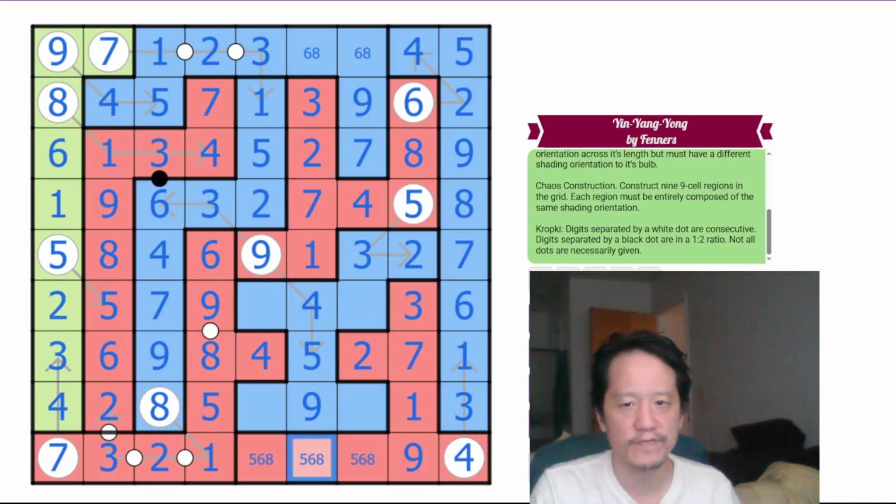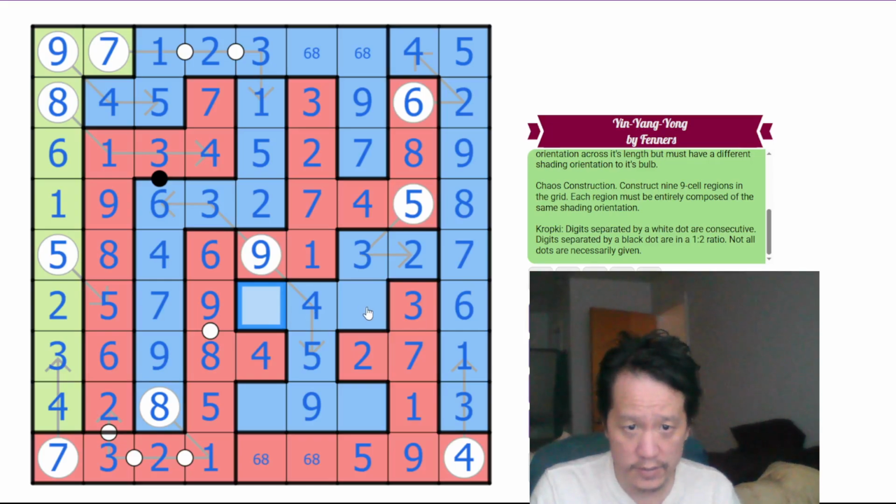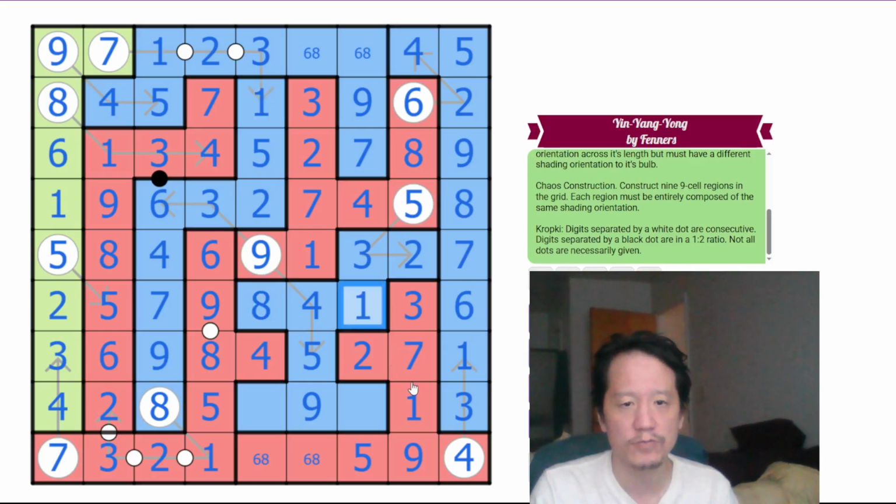This can't be 5 here. This can't be 5. Where is the 5 in row 9? It has to be here, so this is 5. Remaining digits in row 6 are 1 and 8. This can't be 1 because of this 1, so this must be 8, which makes that a 1.